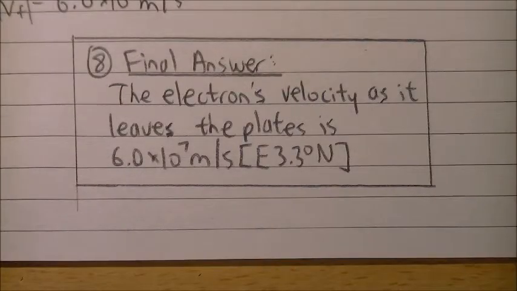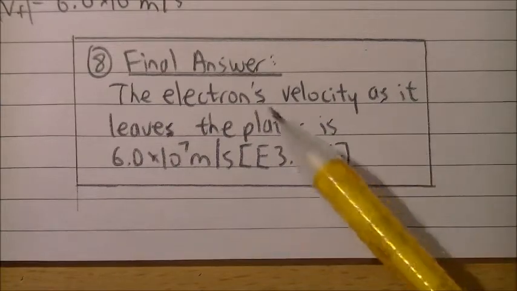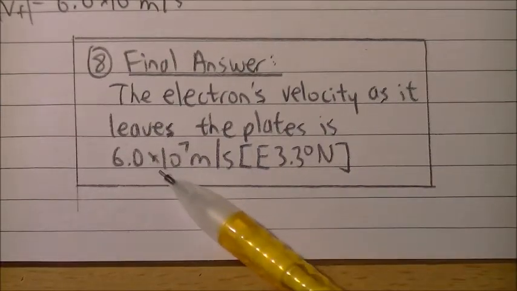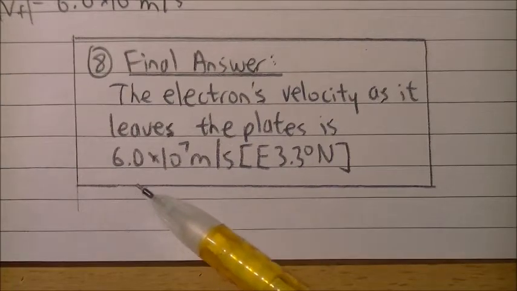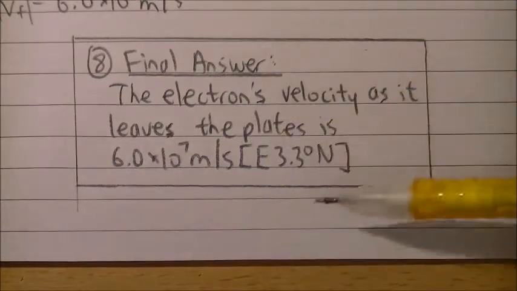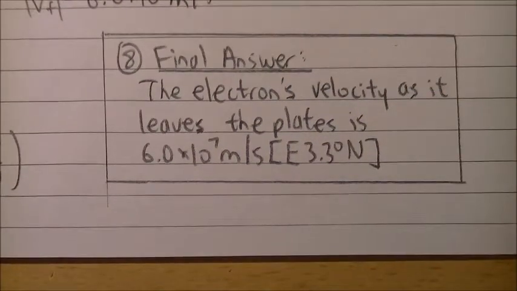So for our final answer, the electron's velocity as it leaves the plates is 6.0 times 10 to the exponent of 7 meters per second, 3.3 degrees above the horizontal, or in other words, east 3.3 degrees north.